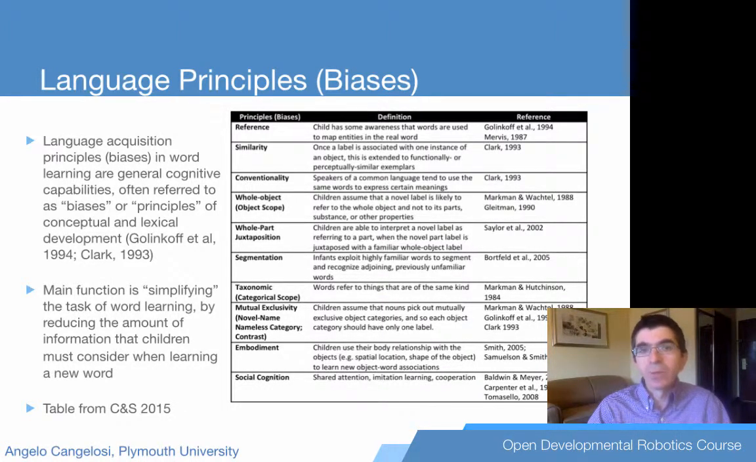So one is the concept of reference. If you hear a name, the child assumes with its own bias that this must refer to the meaning of the word. There is something called whole part juxtaposition, the idea that you give priority to the object label for the whole object rather than for the part of the object. And then mutual exclusivity, which we are going to discuss later, and embodiment, which will have a big focus in our lecture in the coming slides. These are all biases studied by different researchers.